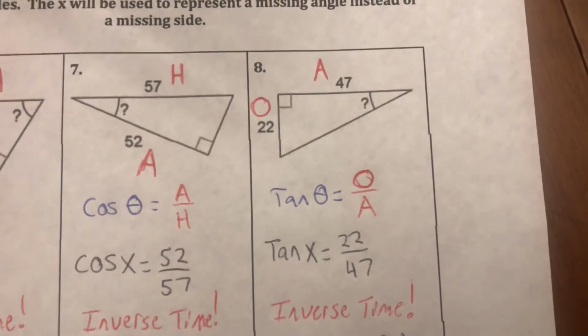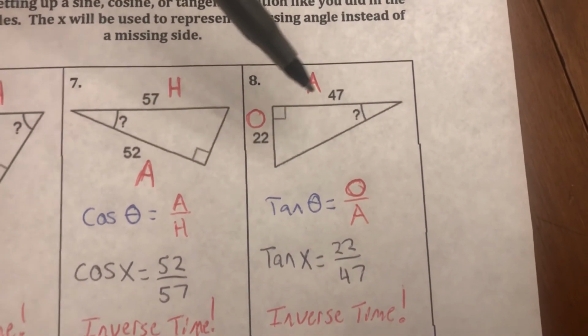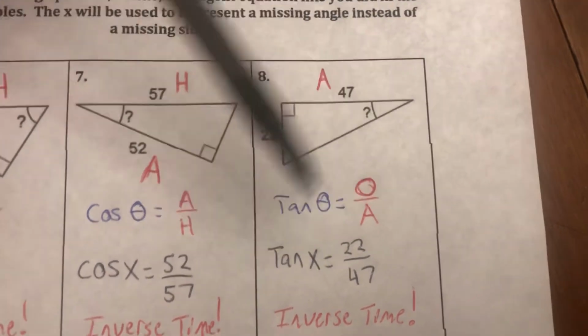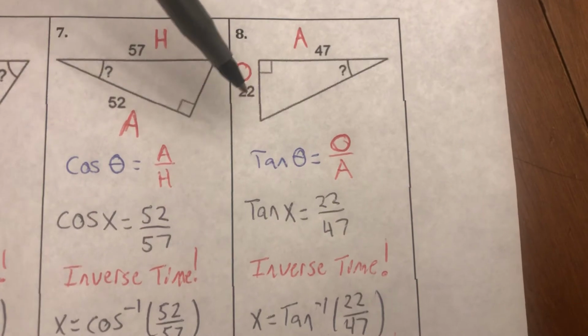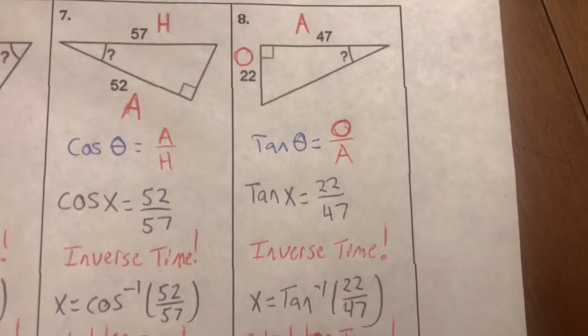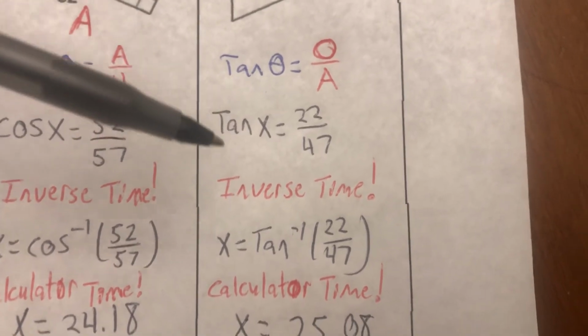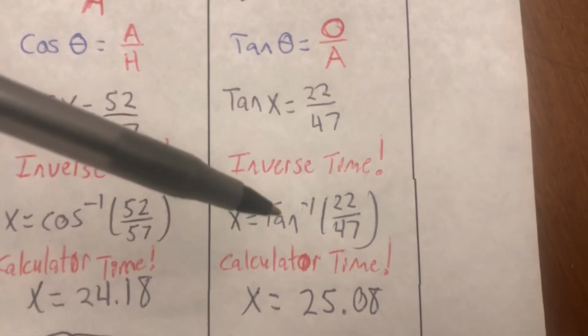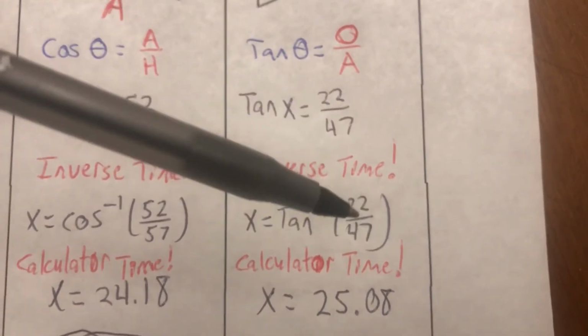Finally, looking at number 8, looks like we're given the opposite side to the missing angle and the adjacent side. So this is OA, so we're in the TOA part of SOHCAHTOA, so we're going to be using tangent of x equals the opposite side, 22, over the adjacent side, 47. Now at this point, again, we want x by itself, so we're going to move tangent over to the other side using the inverse of tangent. So now we have x equals the inverse tangent of 22 over 47.